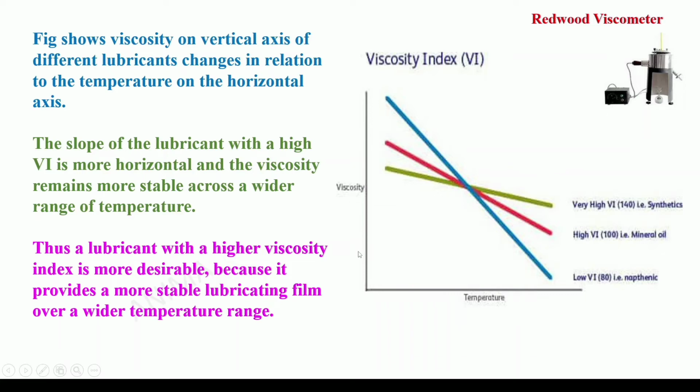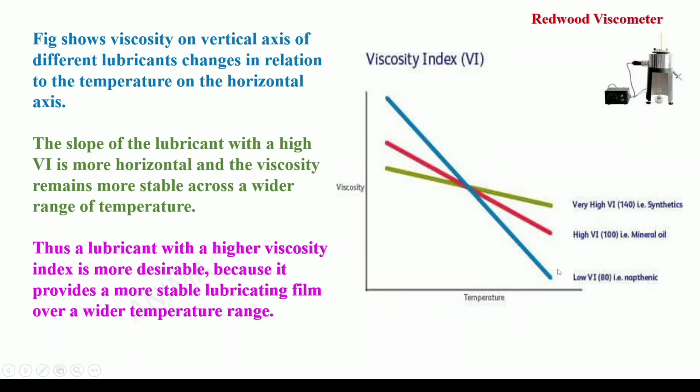Now let's see the standard graph, plotting the viscosity on the y-axis and temperature on the x-axis. The slope you can see with the green line, the slope of the lubricant, is not very high. It is almost stable across a wide range of temperature. Therefore, it has a very high viscosity index.